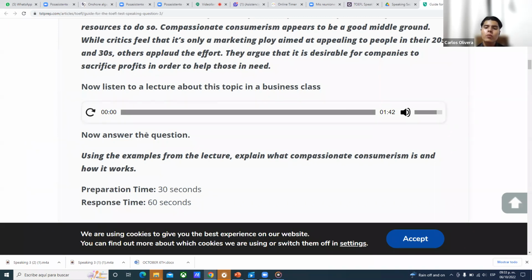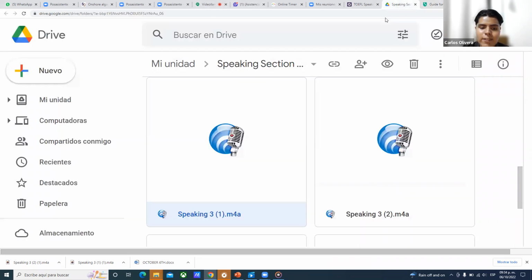Now that we have listened to this, the immediate response from the computer is going to be a voice in your headphone saying, now that you have read and listened to this information, please start preparing your response after the beep. Beep. Then you know that your time is already going down, so you have to start with the preparation, right? So imagine that I have already prepared my response, and let us listen to how I responded to this particular question, all right? Let's see.